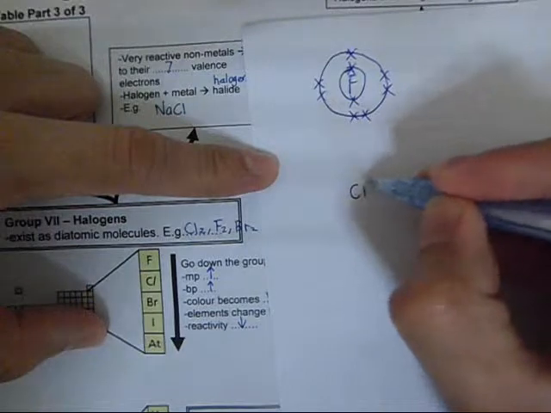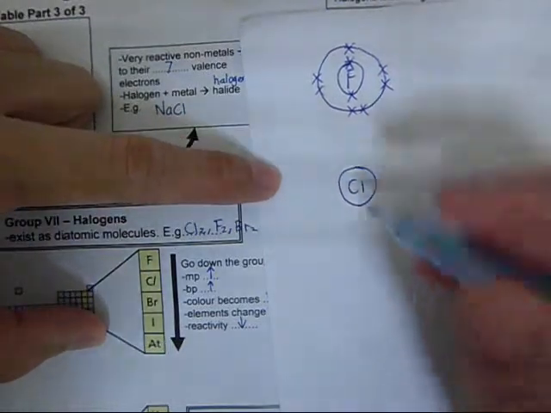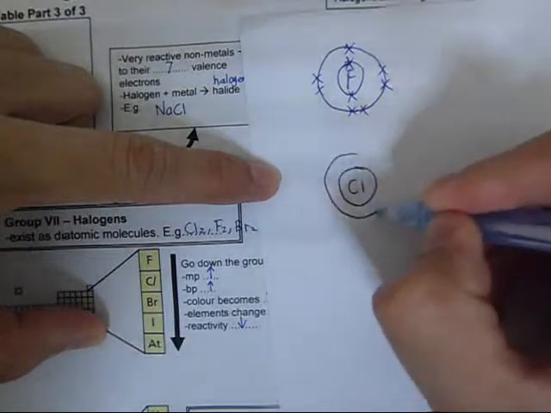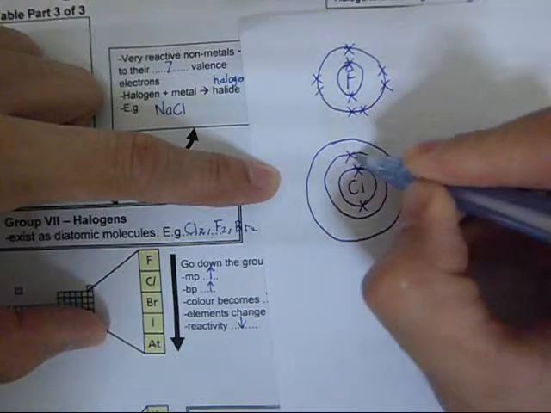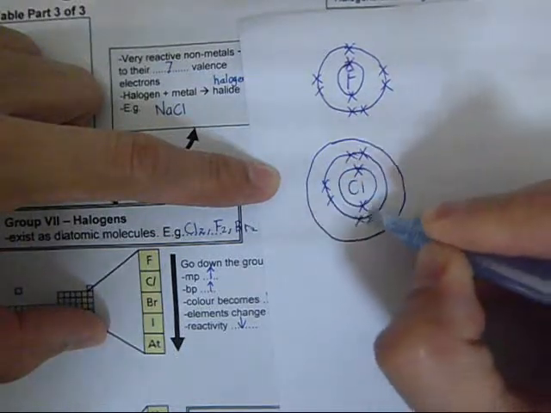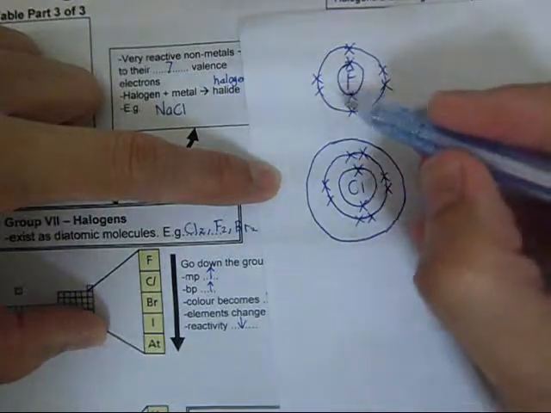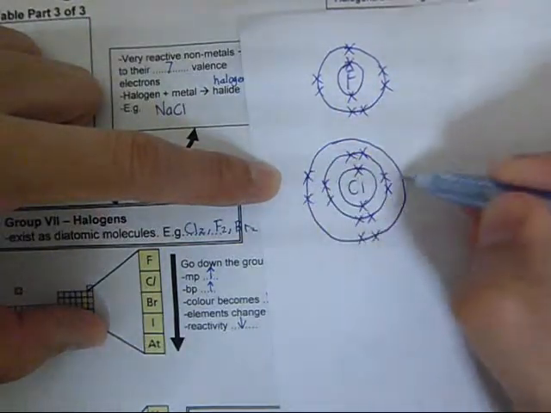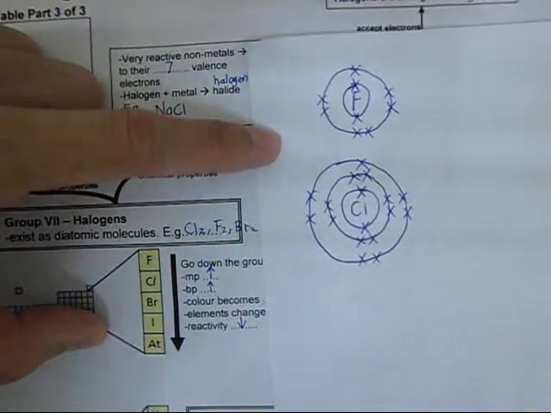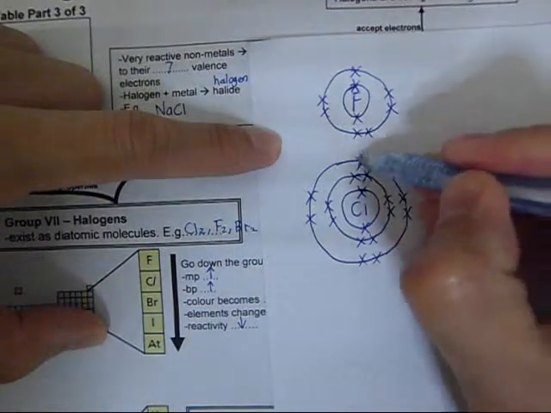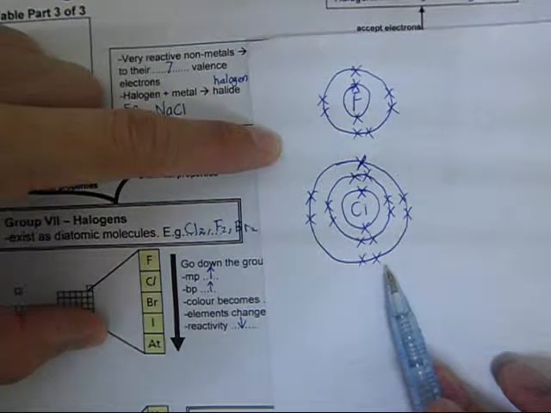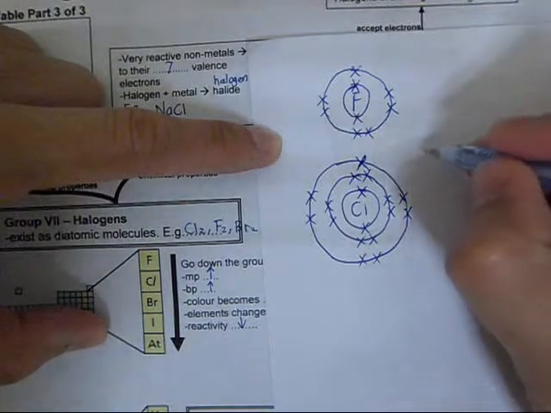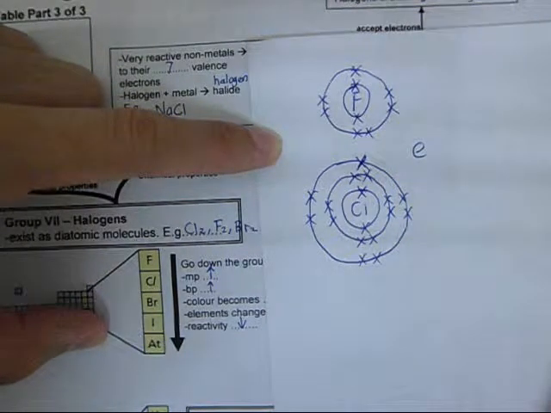And then chlorine is in the 3rd period, so it would have 3 electron shells. Okay, and then 1, 2, 3, 4, 5, 6, 7. So chlorine would be like that. Now both fluorine and chlorine have 7 valence electrons, meaning that they would try to attract another electron to become 8 valence electrons, whereby it is stable.